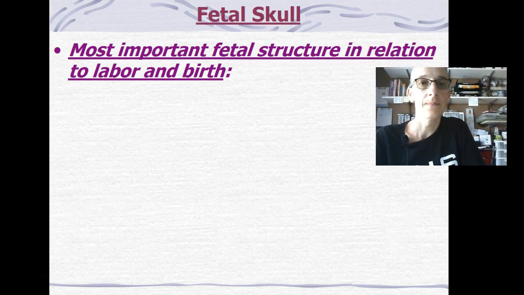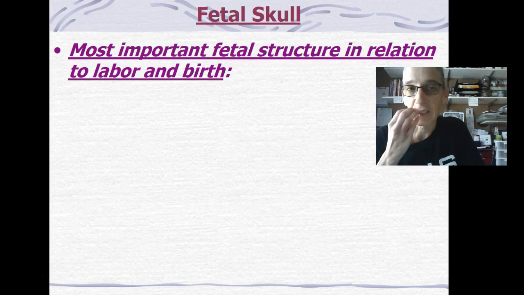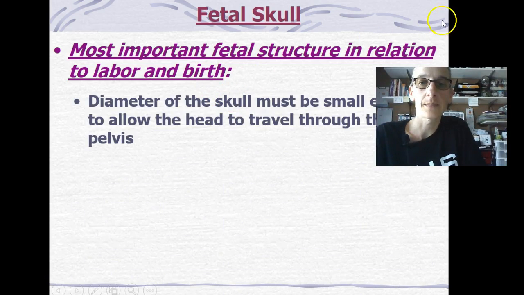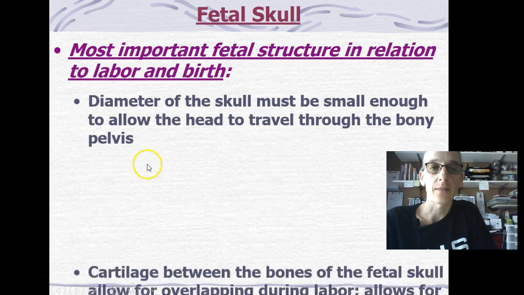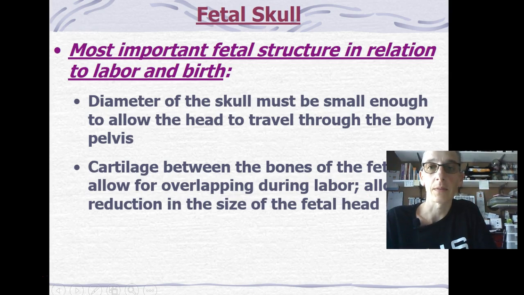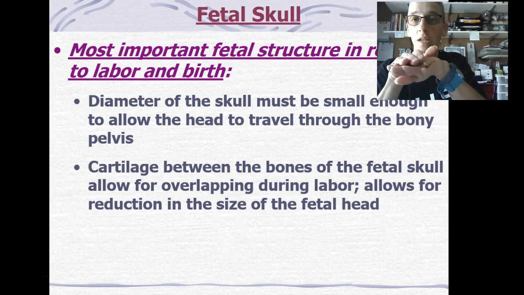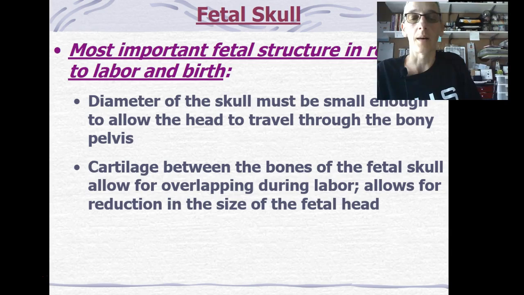The fetal skull is the most important fetal structure in relation to labor and birth. The diameter of the skull must be small enough to allow the head to travel through the bony pelvis. So if we've got a baby with a really large head, this is going to be very difficult. Cartilage between the bones of the fetal skull allows for overlapping during labor. So the fetal skull will actually overlap and then come back into alignment. But this overlapping allows for a reduction in the size of the fetal head.